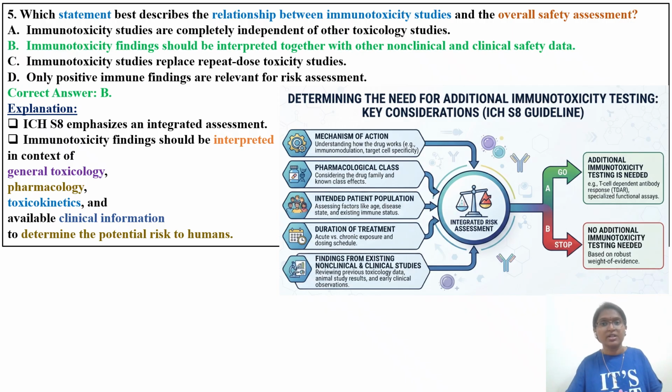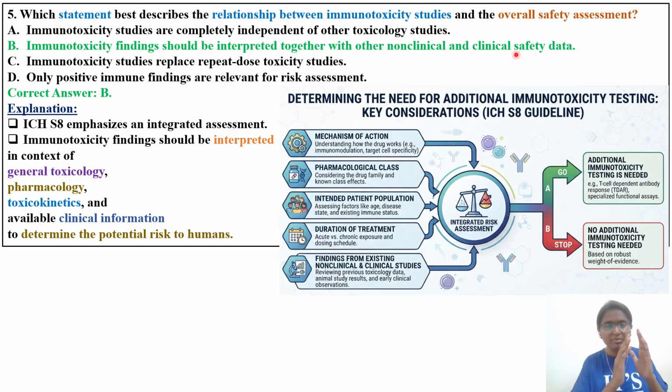Question number five is related to overall safety assessment. Which statement best describes the relationship between immunotoxicity studies and the overall safety assessment? See, finally, the main objective of any researcher, whether a pharmacologist or toxicologist, is the safety of the drug you are developing. The drug should be efficacious and safe. It should not cause any adverse effects on the intended patient. So the right answer is that immunotoxicity findings should be interpreted together with other non-clinical and clinical safety data.